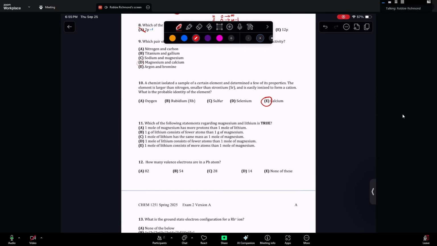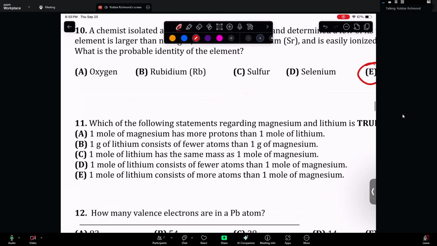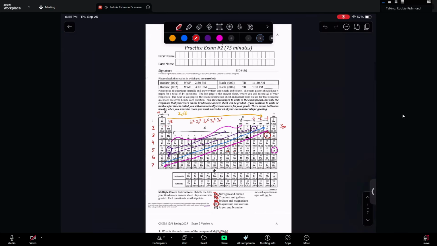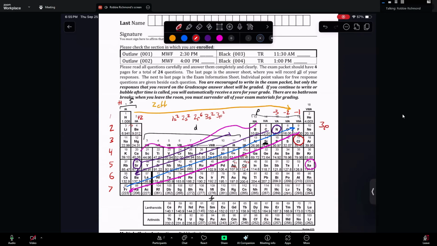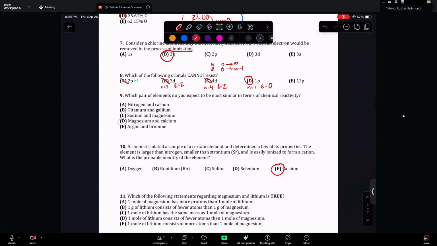Which of the following statements regarding magnesium and lithium are true? Cool. Let's go by each answer choice. 1 mole of magnesium has more protons than 1 mole of lithium. Magnesium has 12 protons in just 1 magnesium atom, and lithium only has 3. If we're comparing mole by mole, magnesium would have more protons. So answer choice A is right. Let's go through all the other ones.